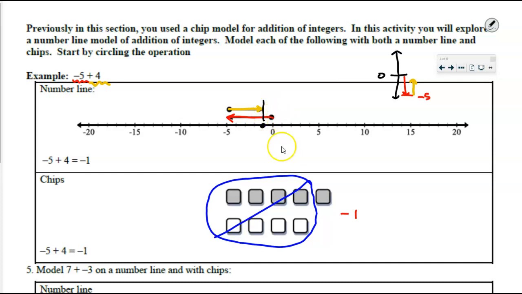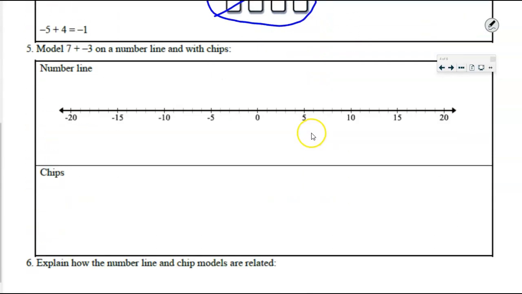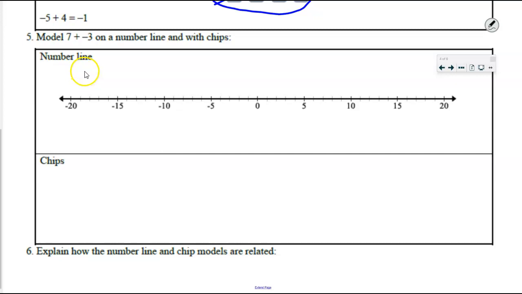So there's our 2 representations. Will you try one on your own with your tables? Number 5, can you now model 7 plus -3 on a number line and with chips or tiles? So here's your number line, chips, tiles below. Once you do that, if you finish early, you're going to continue on to number 6. Can you explain how those models are related? Pause the recording as you talk at your tables. Ready, set, go.